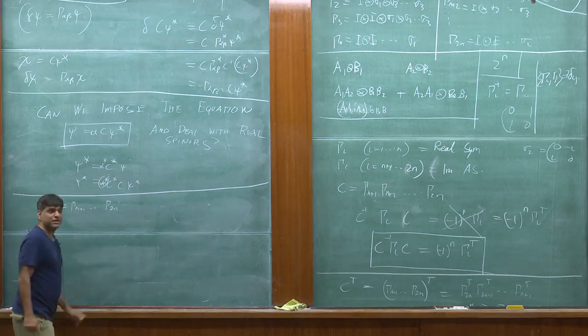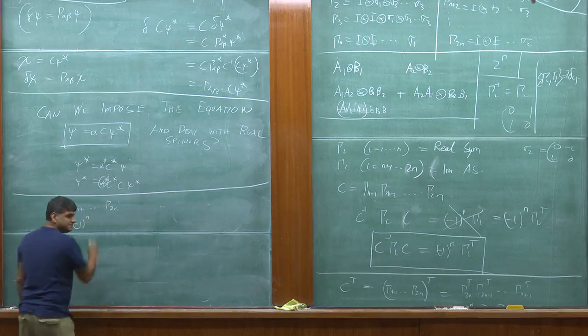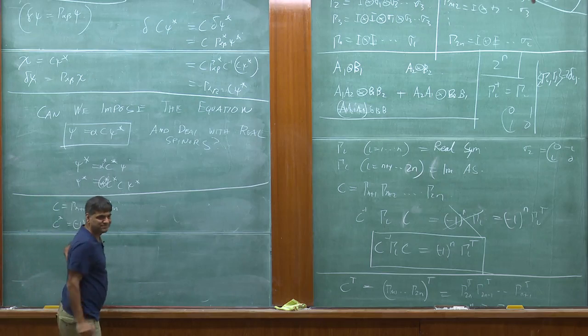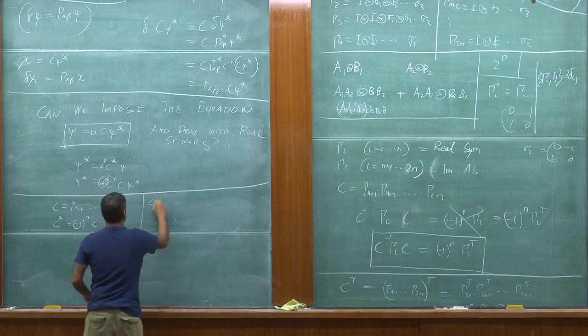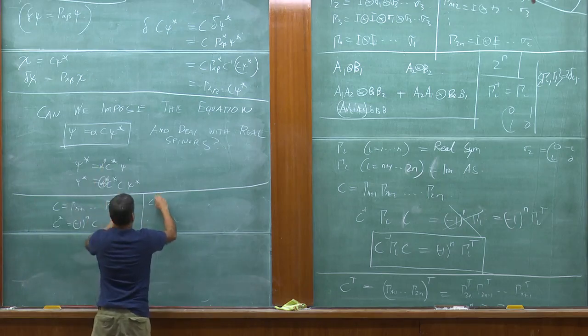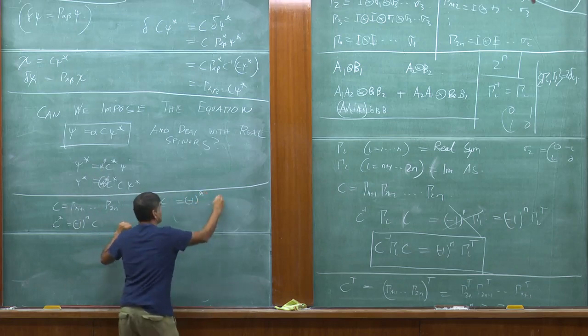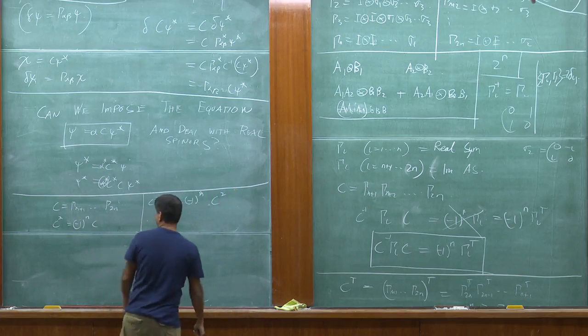Each of these is an imaginary matrix. So C star is equal to minus 1 to the power n times C. Right? So C star C is equal to minus 1 to the power n times C squared. So now it's a matter of computing C squared.